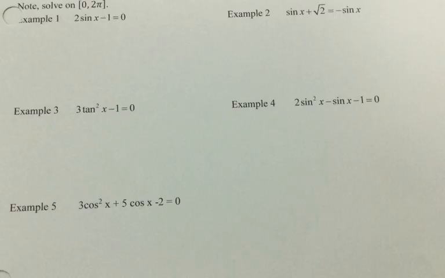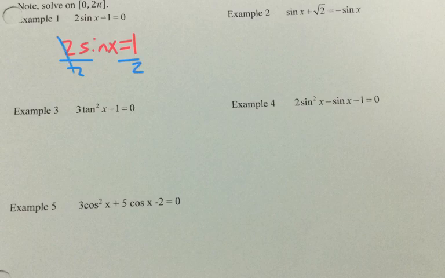I have 2 sine x minus 1. Can I solve that? Doing what? I need to isolate the sine of x. So I need to add 1. And now sine of x is being multiplied by 2, so I can divide by 2.